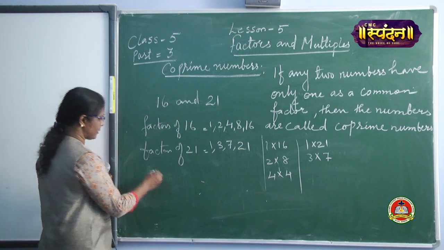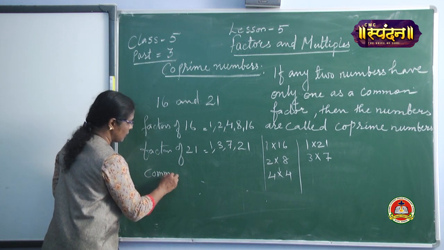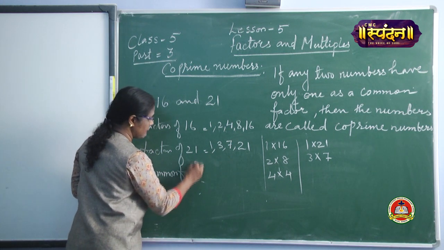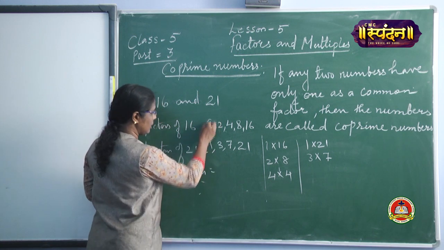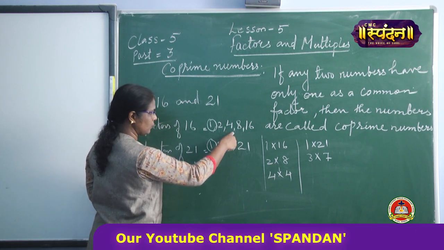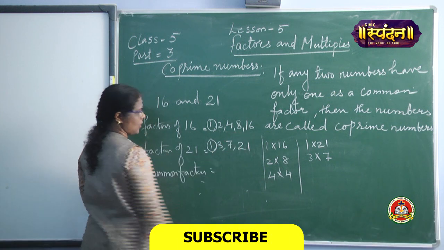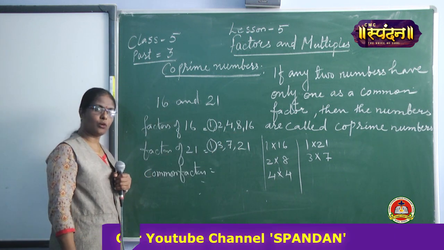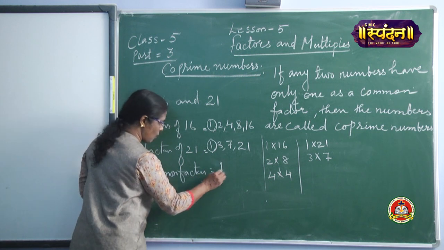Now see the common factors in both the numbers. Here we find only 1. Do you find 2 here? No. 3 here? No. 4? No. 7? No. 8? No. We don't find any other common factor other than 1.